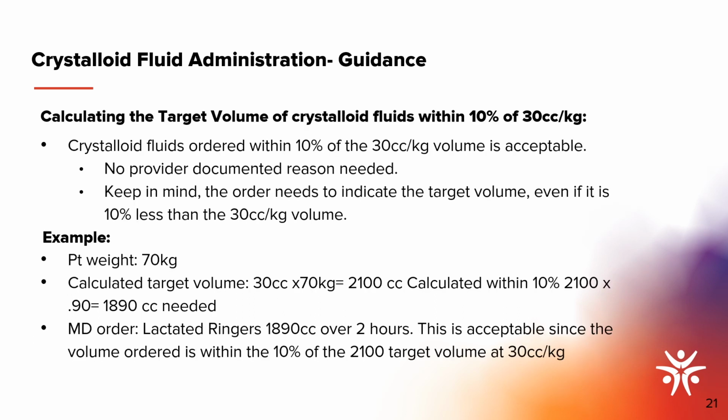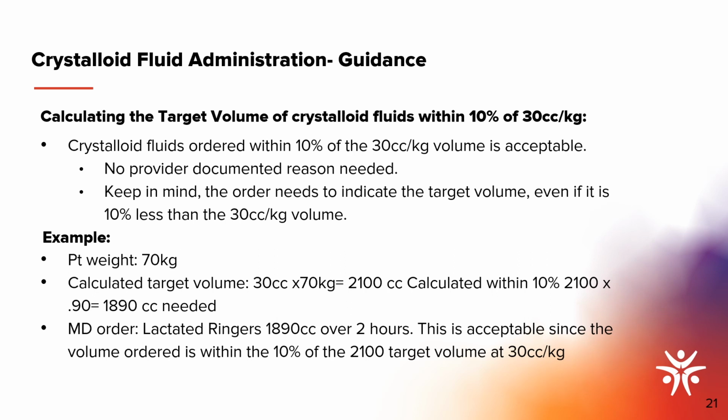Lastly, I just wanted to go over calculating the target volume of crystalloid fluids that are within the 10% of the 30 cc's per kilogram. Crystalloid fluids ordered within the 10% of the 30 cc's per kilogram volume is acceptable. Remember that there's no provider documented reason needed. And also keep in mind the order needs to indicate the target volume, even if it's 10% less than the 30 cc's per kilogram volume.